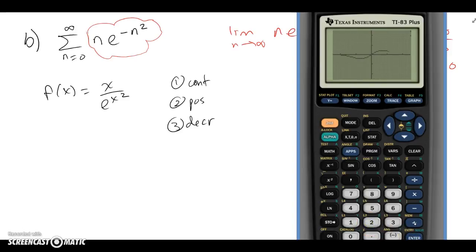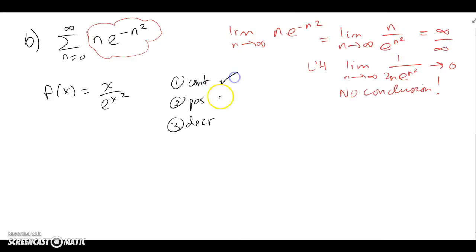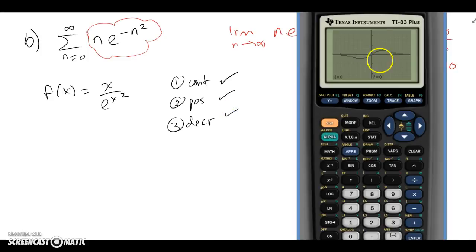And all I'm worried about is from n equals 0 on for this series. So it looks like from right about there, right before 1, on, this function is decreasing. It's continuous and it looks positive as well. So all three of these, based on the graph, just looking at the graph briefly, seem like they check.